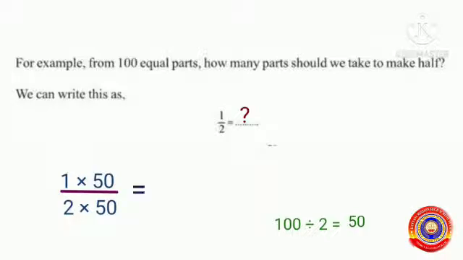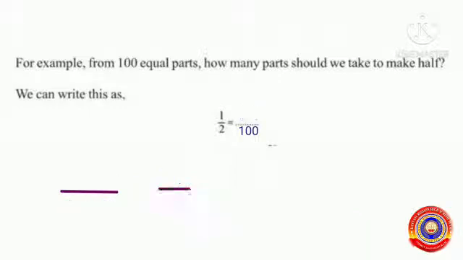That is 1 into 50 by 2 into 50. 1 into 50 equals 50 and 2 into 50 equals 100. Therefore, we will get the fraction as 50 by 100. That means 1 by 2 is equal to 50 by 100. Here, the number 100 denotes the total number of parts and the number 50 denotes the number of parts taken.